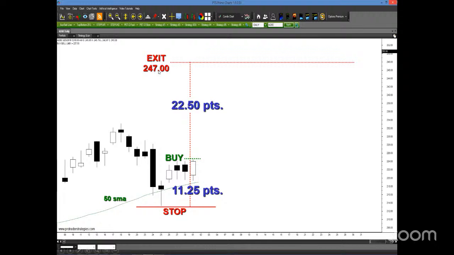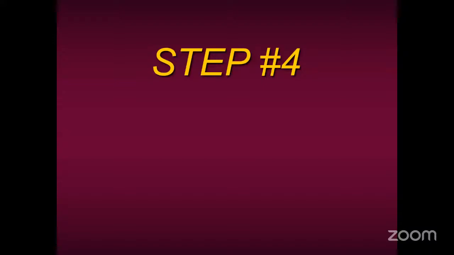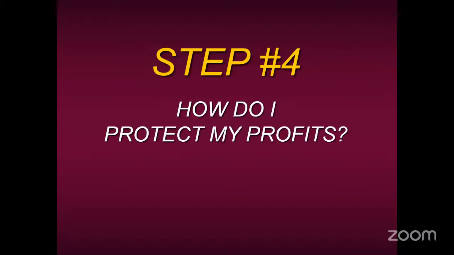So we haven't even entered into the trade yet, but we already know where we're going to buy. We already know where we're going to place our stop if we're wrong, and we already know where we're going to exit if we're right. You see, this is the way trading should be. You have to have a plan in place. And this brings us now to the 4th and final step, which is, how do I protect my profits?